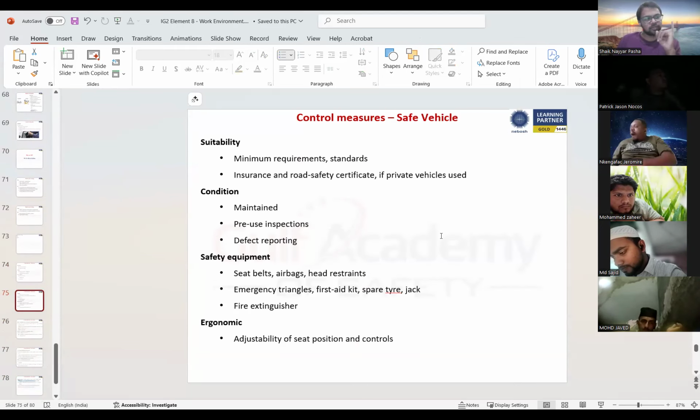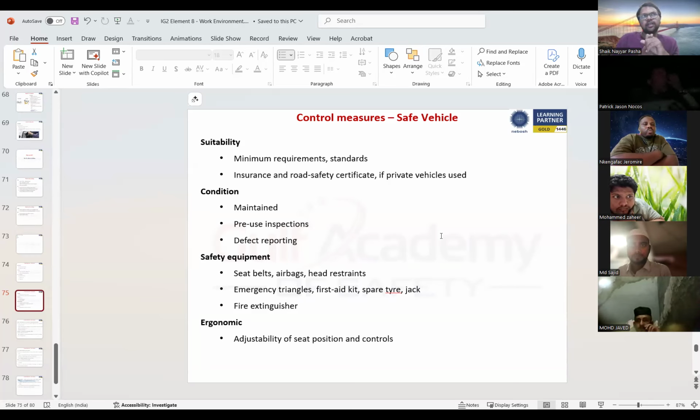Safe vehicle: minimum legal standards with proper valid insurance, proper registration certificate, pollution under control certificate. It should be in good condition. Selecting the right vehicle for the job, regularly inspected and maintained. And there should also be procedures for reporting any defects in the vehicles. The vehicle should be fitted with seat belt, headrest, airbags, ergonomic seat for the driver, as well as an emergency triangle, a spare tire, a portable fire extinguisher, a jack, and a first aid kit. This safety equipment should be available in the vehicle.